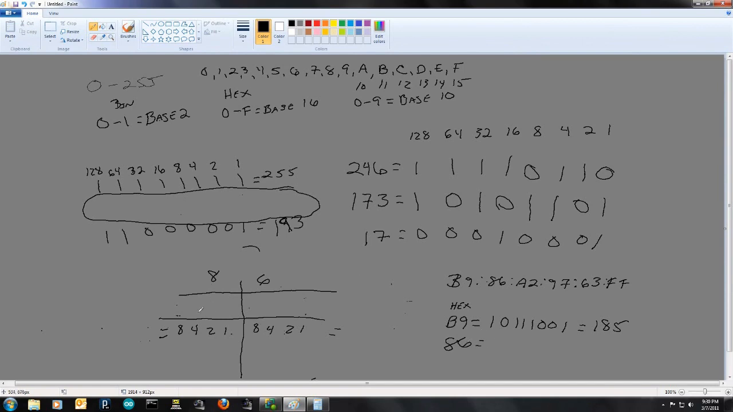86 equals what? Well, is 8 divisible by 8? Yes, once, with a remainder of 0. So guess what? Ooh, that one's easy. Does 6 go into 8? No, that's a 0. 6 go into 4? Yes, once, with a remainder of 2. 2 go into 2? Yes, once, with a remainder of 0. So 86 equals 1000110 in binary.